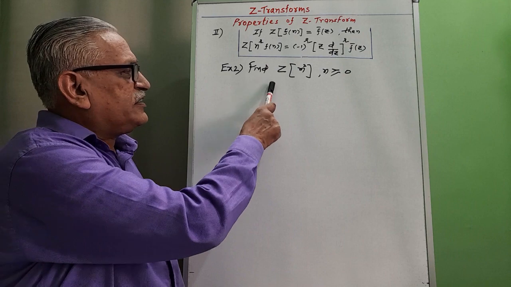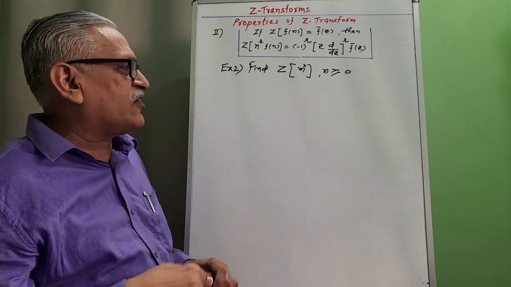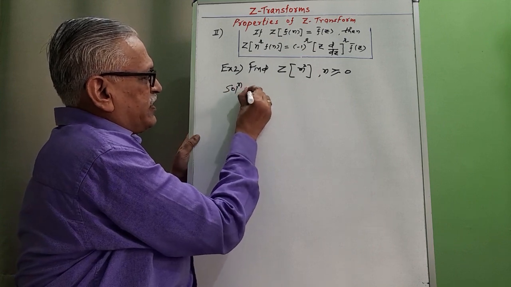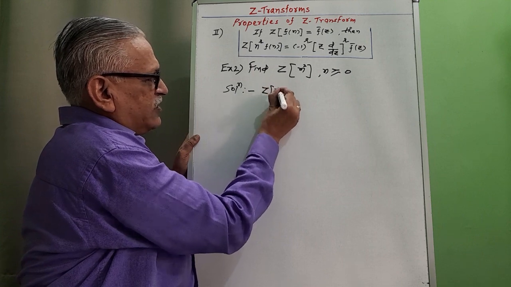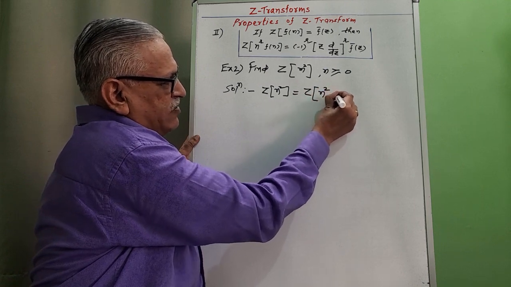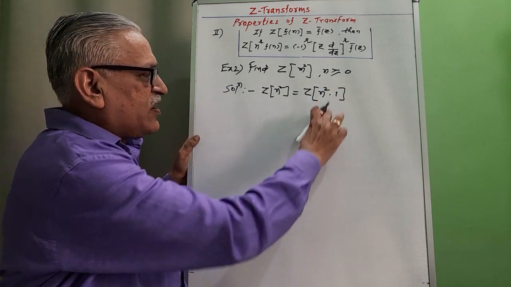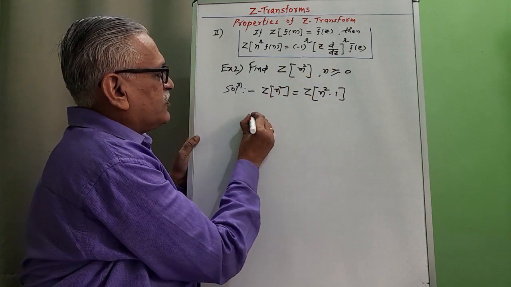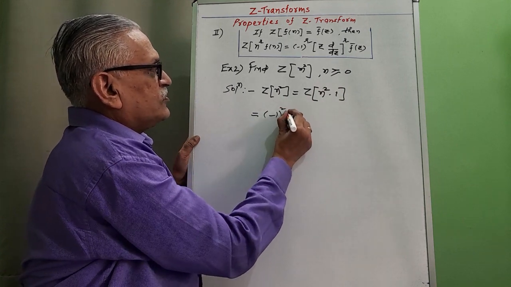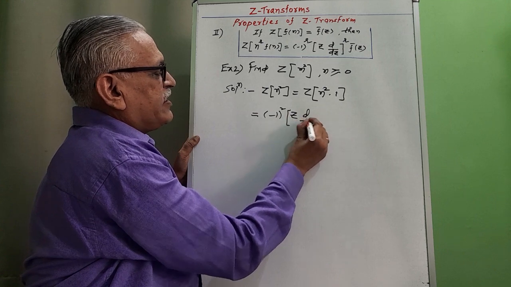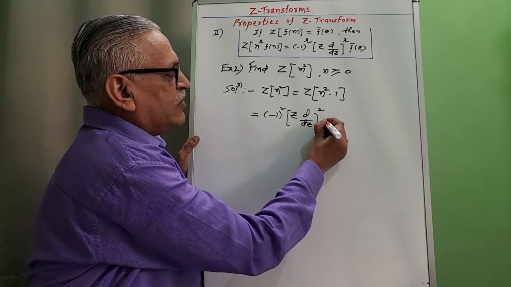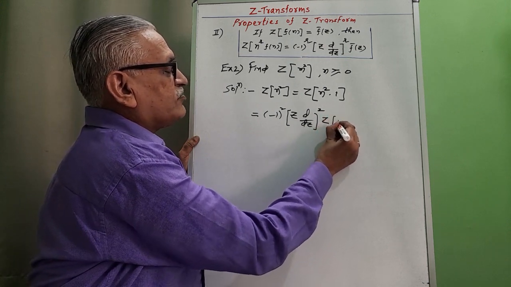Second example, find z transform of n square with the condition n greater than or equal to 0, and therefore once again applying the same property, z transform of n square, we can rewrite as z transform of n square multiplied by 1. We consider that f of n is here 1, and then applying this property, it is equal to minus 1 raised to r, r is 2, z d by dz bracket raised to r, r is here 2, and f bar of z means z transform of 1.